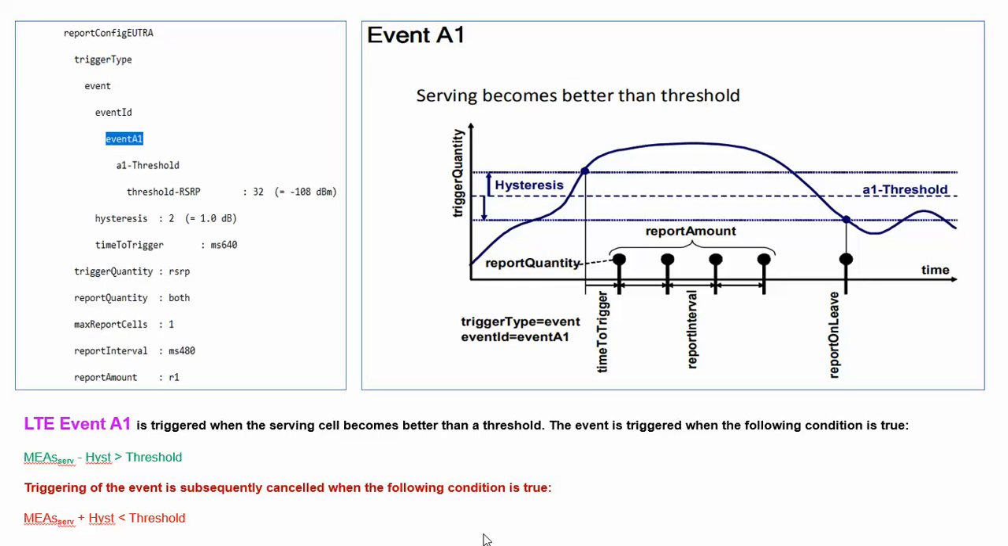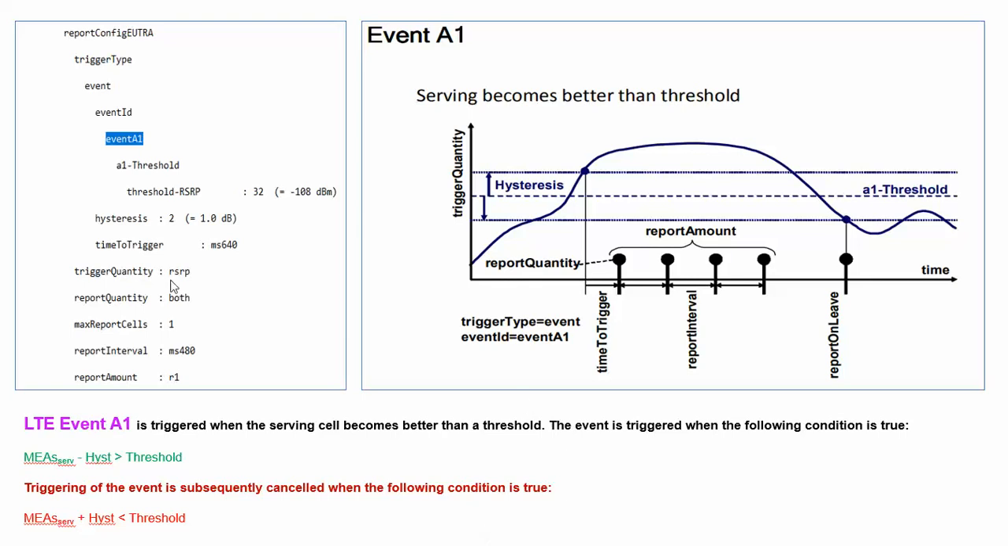Hi friend, today I am going to discuss measurement event A1. But first I want to clear some small points like trigger quantity, hysteresis, and threshold. I already discussed those in a previous video; if you have not watched it, you can watch it. Next is report amount and report quantity.